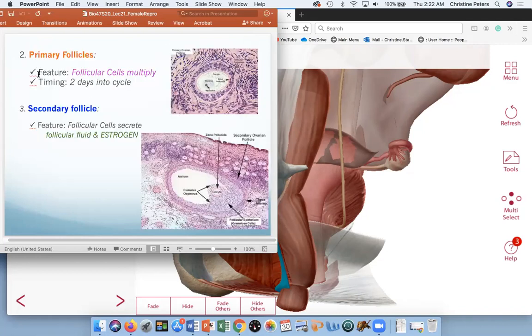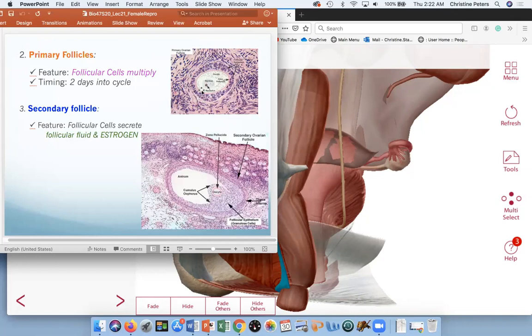once they move from the primordial follicle, they go into a primary follicle. And again, all you're looking for is cells that move from that squamous to a cuboidal phase. And so I know at this point, the follicles are developing. This is what I might see on an ultrasound. I'm going to see this as a dark spot.